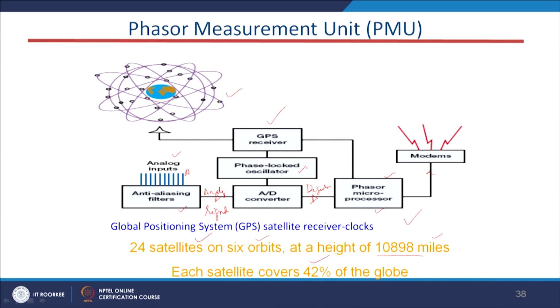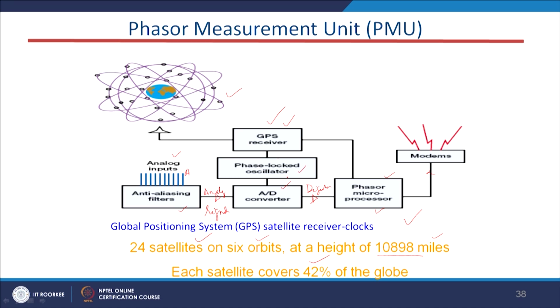This phase locked oscillator will lock the sampling frequency according to the GPS receiver signal. One pulse per second is received by the GPS receiver and sent to this unit, and from there the ADC starts sampling the voltage and current signal, and then sends it to the processor. This is sampling at 1 millisecond. Let us discuss the sampling part.